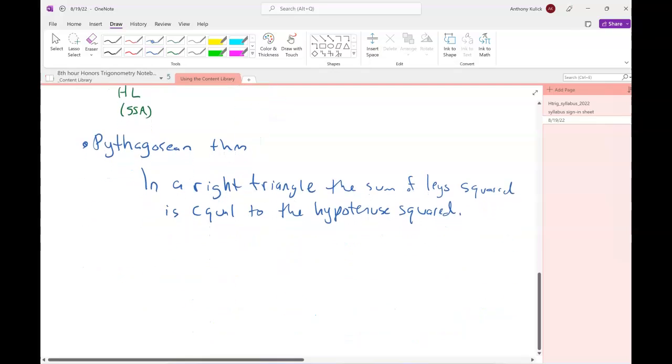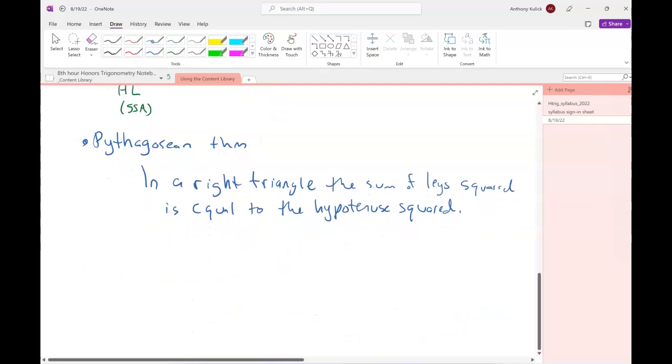Great. Pythagorean theorem, everybody's cool with that definition, right? We covered the two places where students will make mistakes: applying it incorrectly in a non-right triangle and plugging the numbers in the wrong places. What else do you guys have for triangles? Yes, Tessa. SOH CAH TOA, yeah. And what does SOH CAH TOA say?